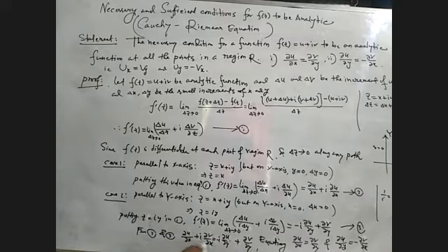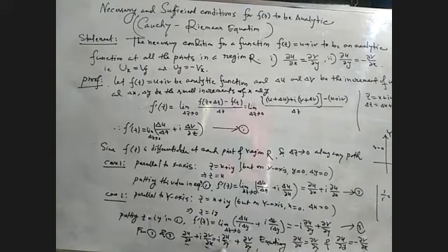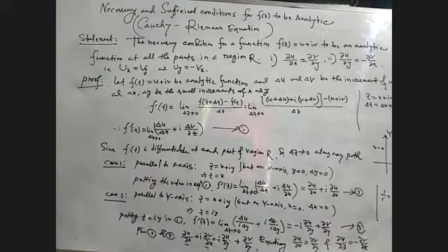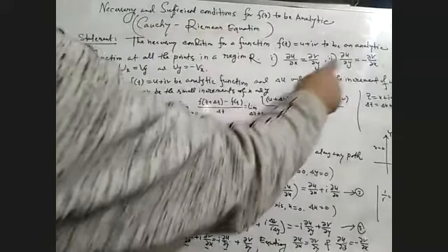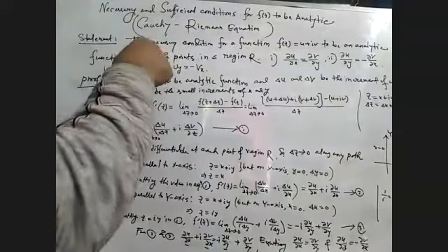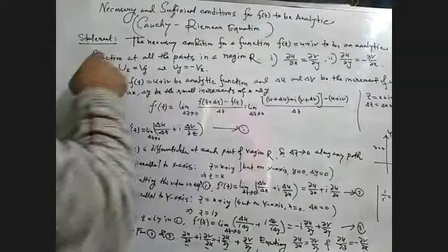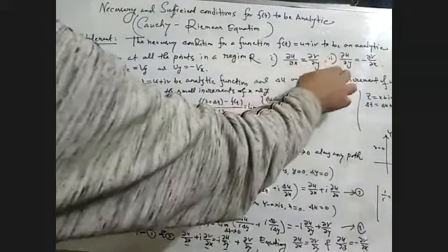Now, equating real and imaginary parts, this is the real part and this is the real part. So equating real and real part, this is equal. And this is the imaginary part. So these two imaginary parts will be equal. And actually, these are the conditions of the Cauchy-Riemann equations. The necessary conditions for a function f of z equals u plus iv to be analytic at all the points in a region R, that means this will be equal.